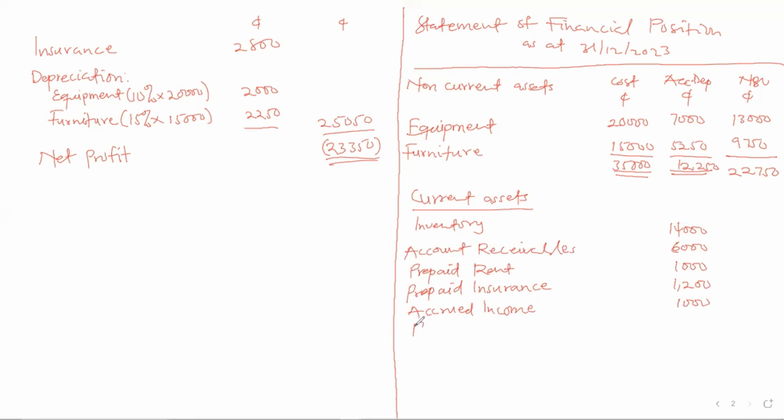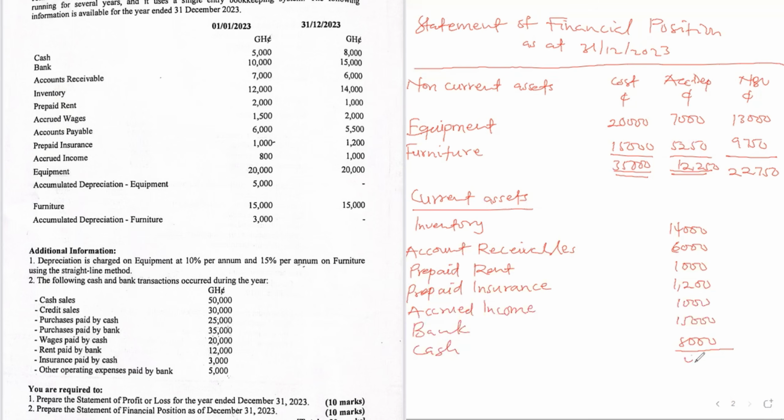Then we can bring our bank and our cash. So our bank is 15,000 and our cash is 8,000. So we add all the current assets to get 46,200. Then let's move to the next page.